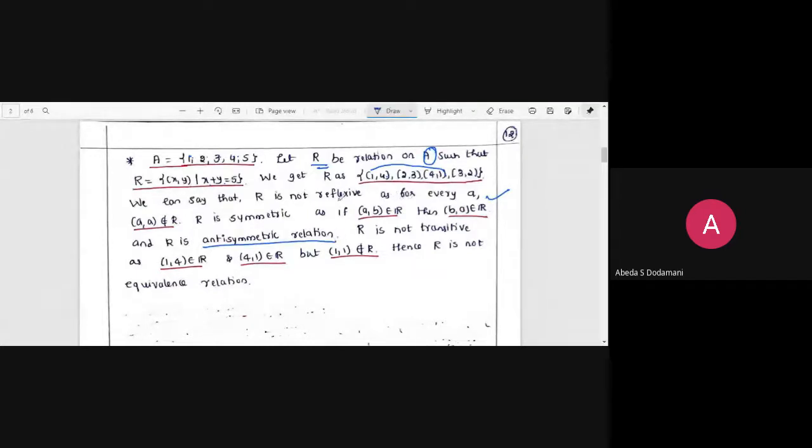As far as this is concerned, R is not reflexive as A does not belong to R. R is symmetric. R is not transitive. You can observe 1 4 belongs to R and 4 1 also belongs to R, but 1 1 does not belong to R. Hence, it is not transitive, and two conditions are not satisfied. Hence, it is not an equivalence relation. Are you following?